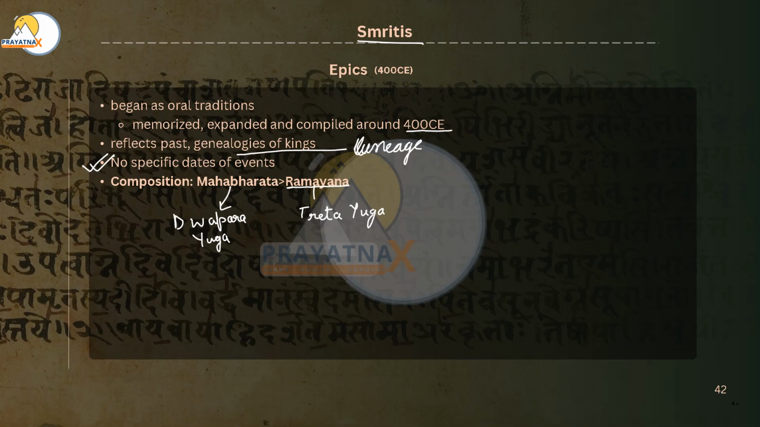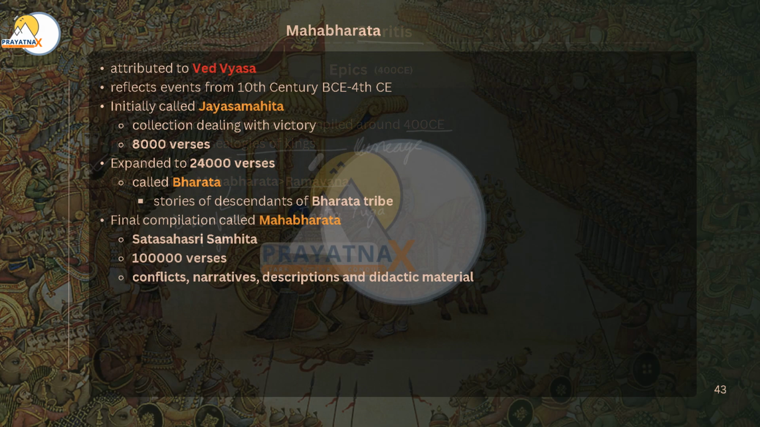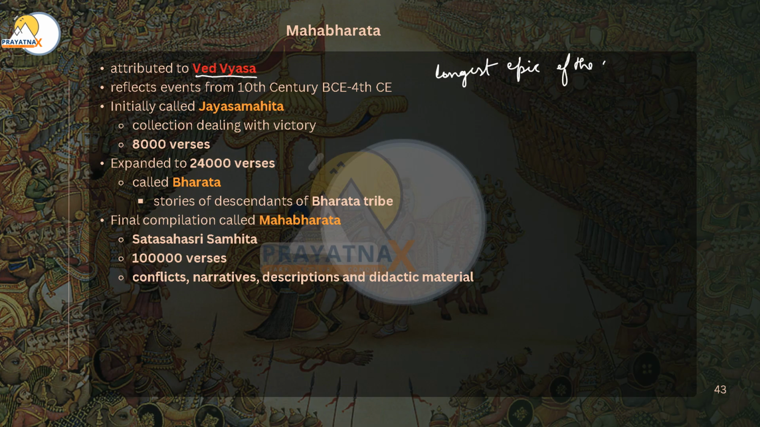So, Ved Vyasa's Mahabharata is the longest epic of the world, which has about 1 lakh shloks. Now, these 1 lakh shloks are divided in 18 chapters.